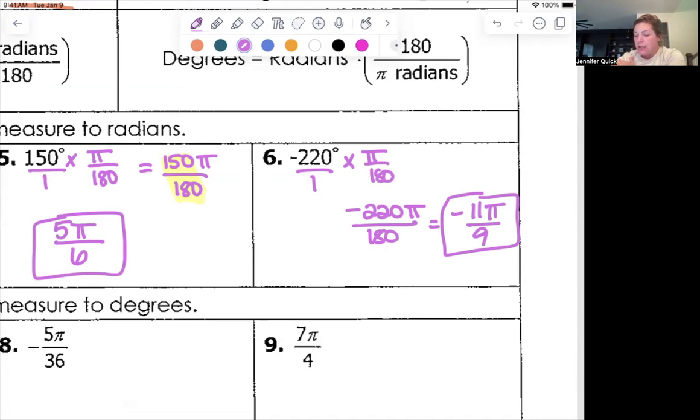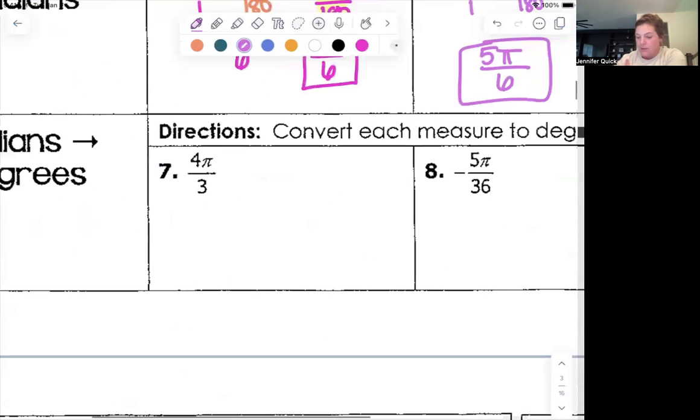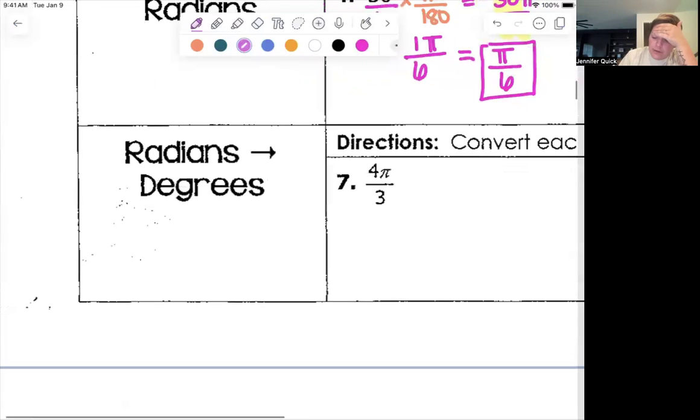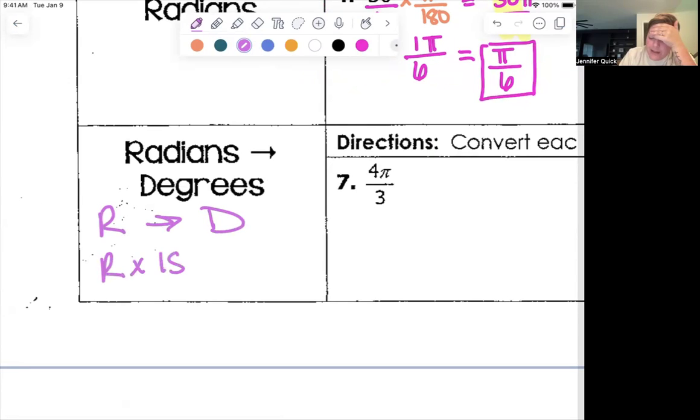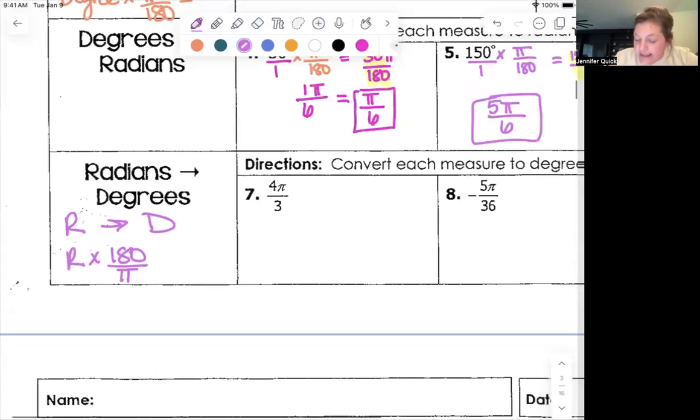Cool. Let's go the other way. Yeah, perfect. So if I convert degrees to radians by multiplying by pi over 180, to go the other direction, meaning to go from radians to degrees, I am going to multiply the radian value by the reciprocal. So 180 divided by pi. Okay, so here I go. I'm going to take 4 pi over 3 and multiply it by 180 over pi.